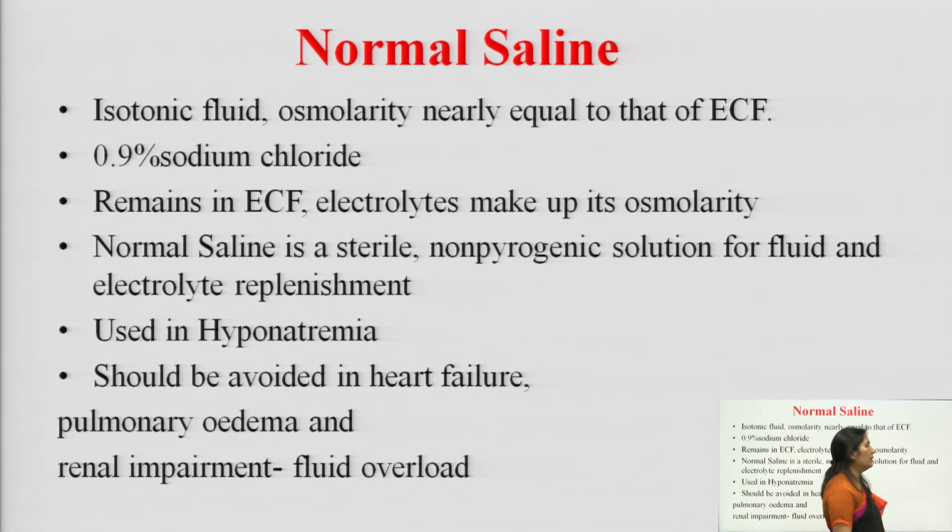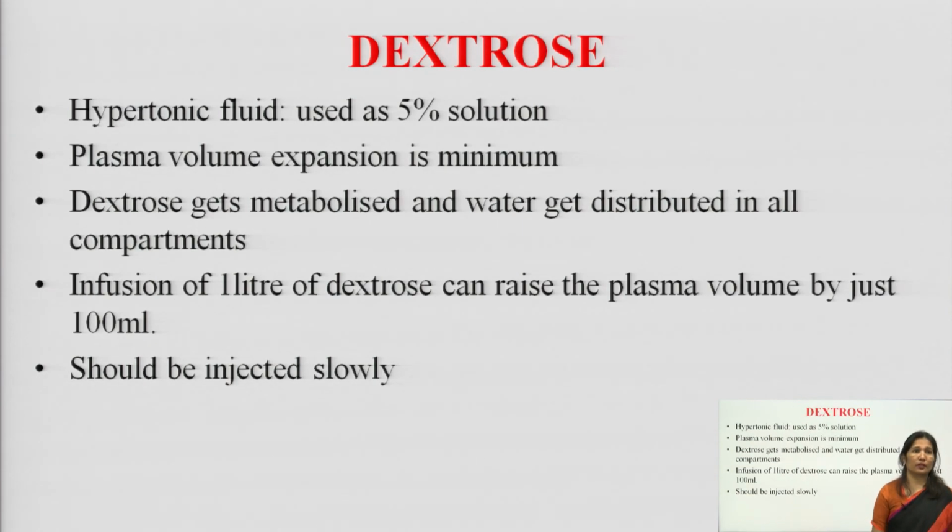Normal saline, we all know, is an isotonic fluid, with osmolarity equal to that of extracellular fluid, 0.9% sodium chloride. It is a sterile non-pyrogenic solution for fluid and electrolyte replacement. It is used in hyponatremia, and should be avoided in heart failure, pulmonary edema, and renal impairment. It may cause fluid overload.